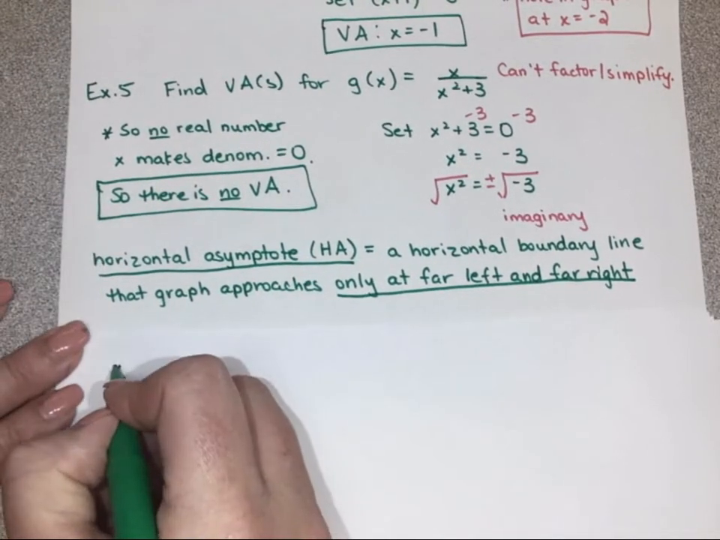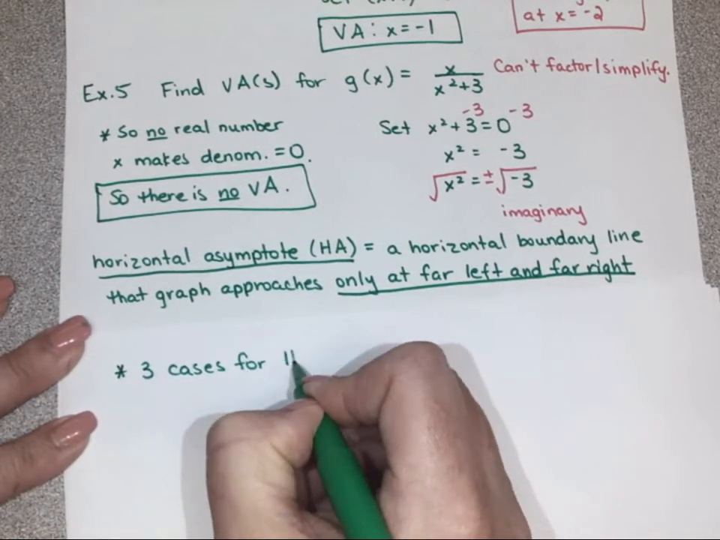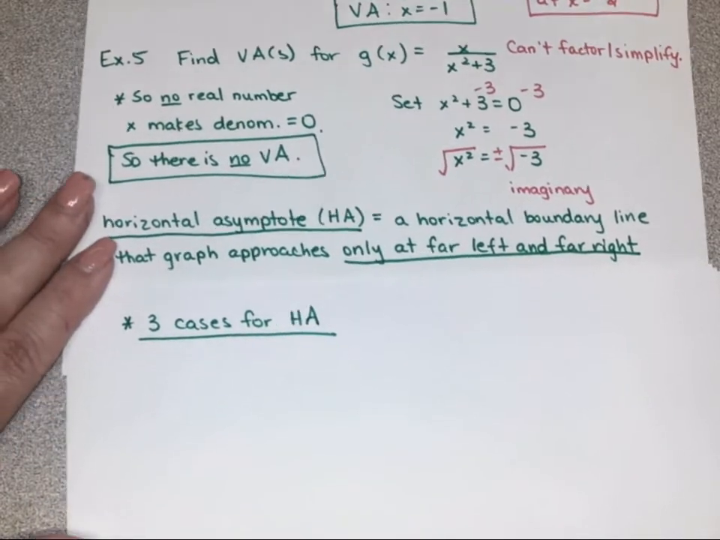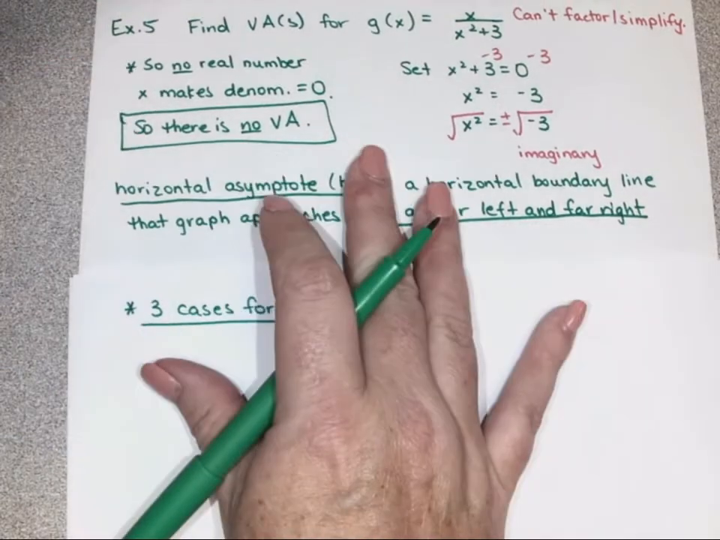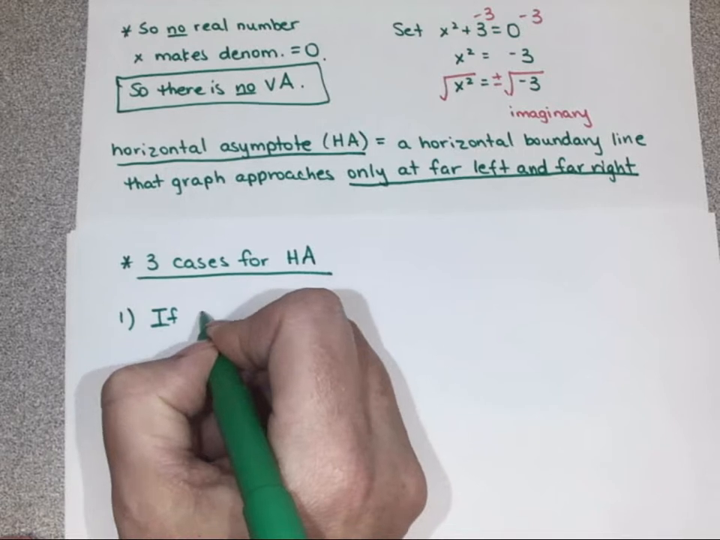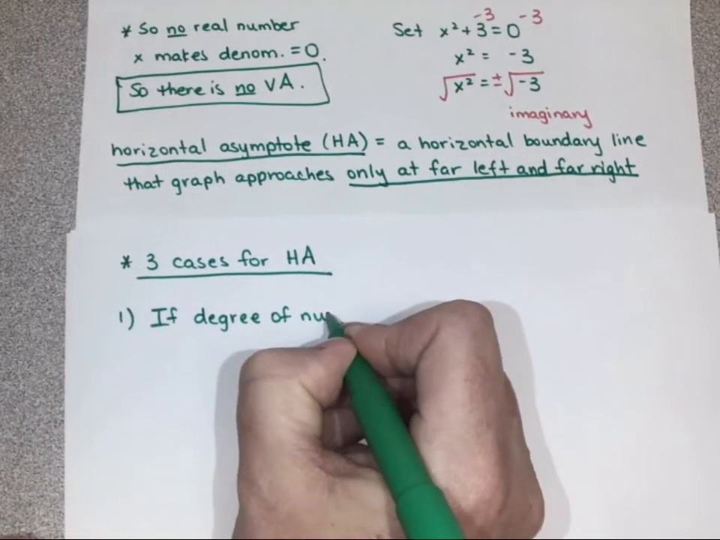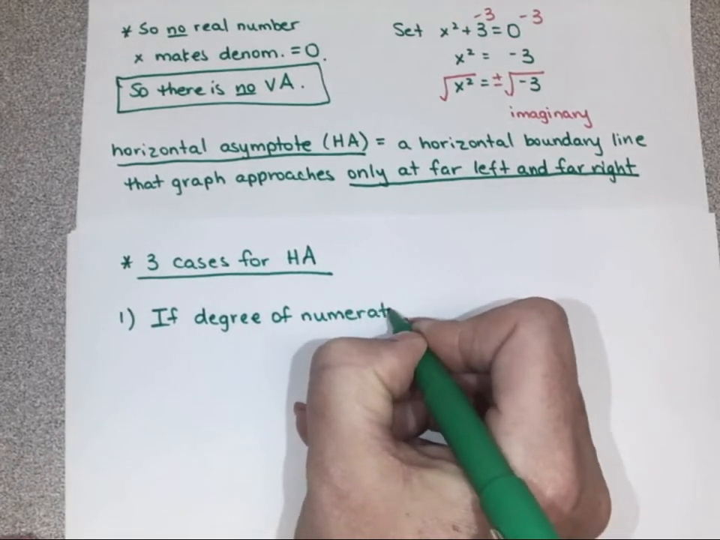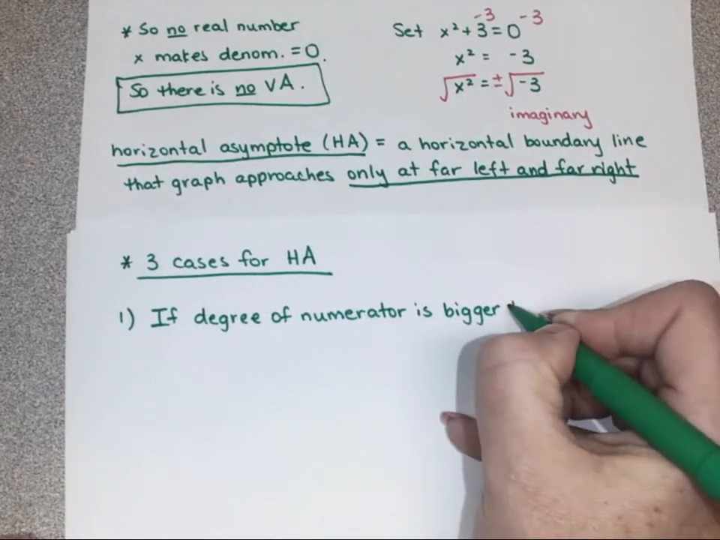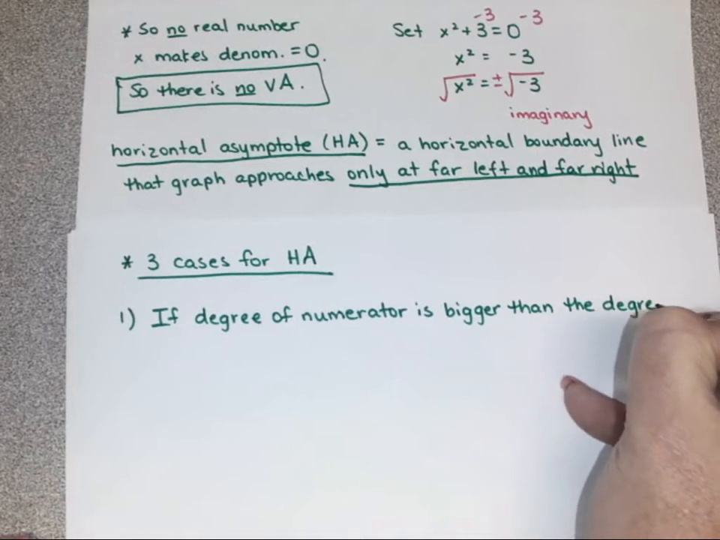So for horizontal asymptotes, there is really not a whole lot of work to show, but there are 3 possibilities, or cases, for what you can expect. Okay, and it all has to do with the power on top versus the power on bottom. So let's get to the 3 cases. If the degree, in other words the power, of the numerator is bigger than the degree of the denominator, then there's no horizontal asymptote at all.